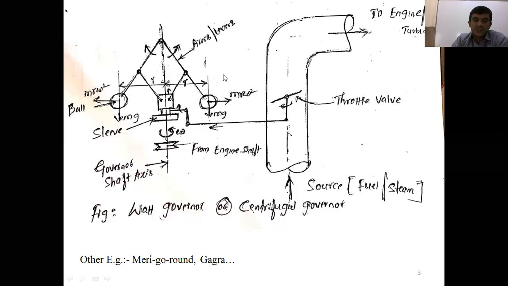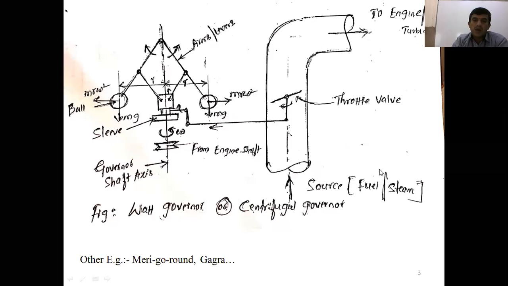This is the construction. Now, how does it work? When the fuel is supplied through the pipe and the throttle valve to the engine, power is generated, which rotates the crankshaft. The crankshaft is connected to the governor shaft axis through a mechanical drive. It may be a belt drive. If you look at the pulley, it is V shaped, which means a V belt drive is used here. The power is received from the crankshaft to the governor shaft axis with the help of the V belt drive.